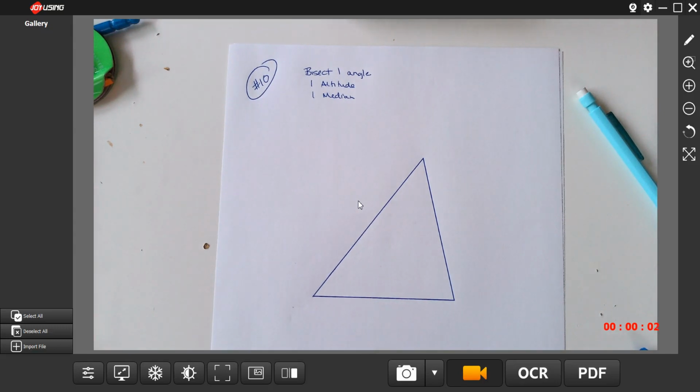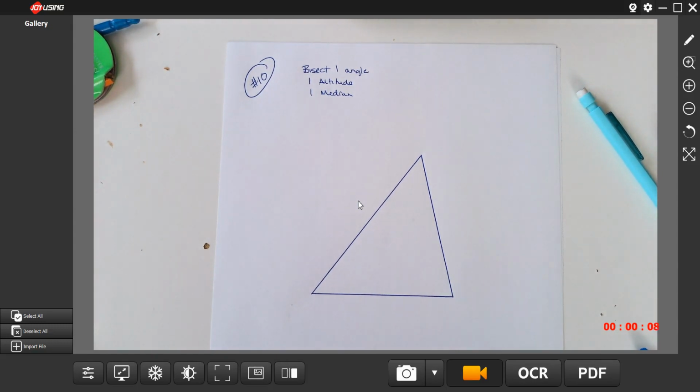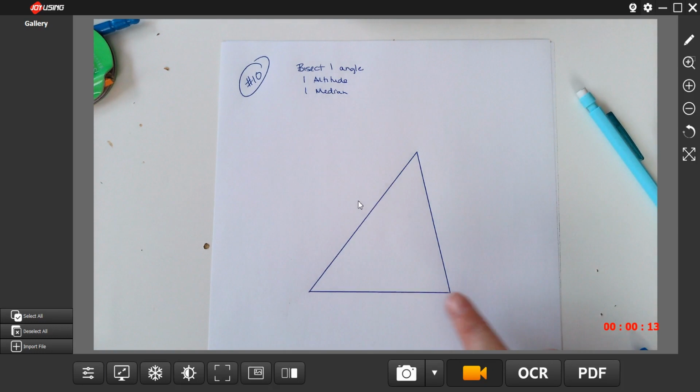Okay, number 10 asks you to draw a large acute triangle, so I went ahead and did that. It asks you to bisect one angle, draw in one altitude, draw in one median. I did my triangle in blue just to help keep it separate.